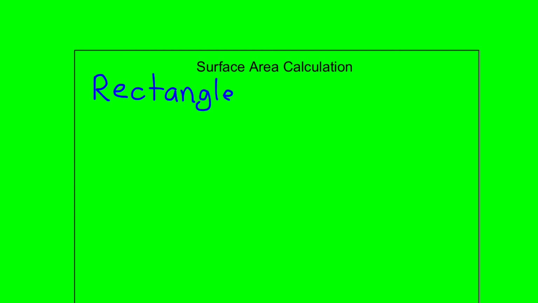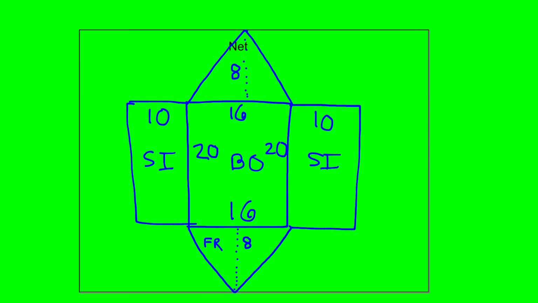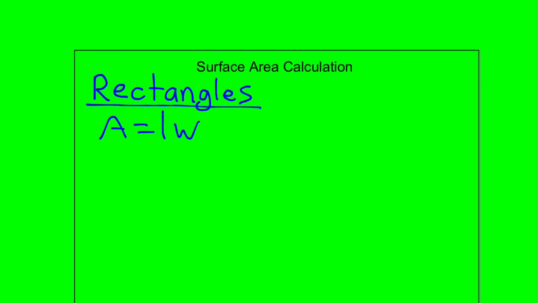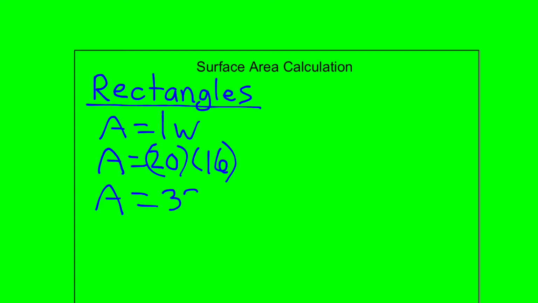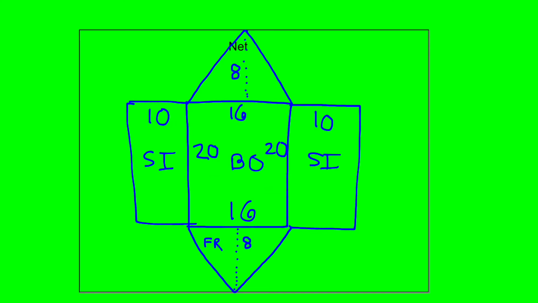Now we know the area of a rectangle is area equals length times width. So let's do our bottom rectangle first. Our bottom rectangle is 20 by 16. So area equals 20 times 16. Area equals, well, I know 2 times 16 is 32. Tack on the 0. That's going to be 320 centimeters squared for the first bottom rectangle, this guy in the middle.